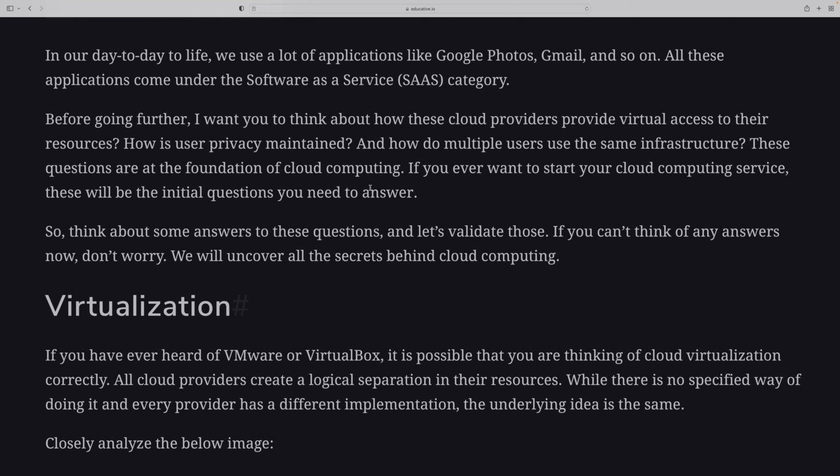You think about these questions and then validate. If you can't think of any answer, don't worry. We will cover all this behind cloud computing.